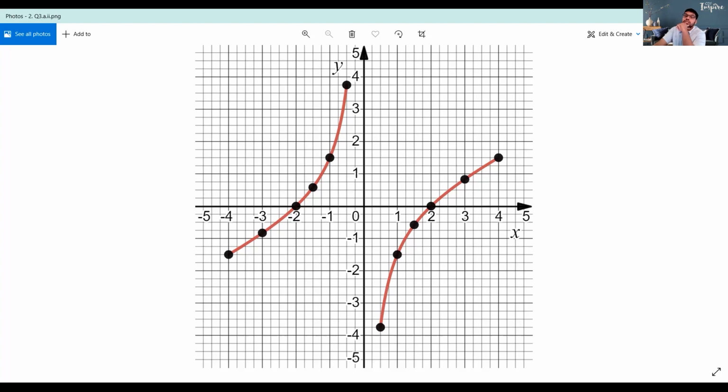Okay, children, next part. It says use your graph to solve the equation x over 2 minus 2 over x equals 1. That means, basically, they're asking for what x values does this graph have the y value equal to 1. I think that's pretty clear. You can see the two points when y is equal to 1, this point and this point here.